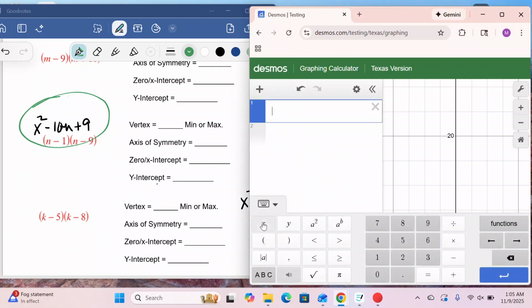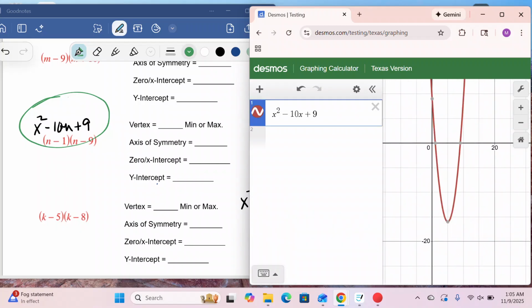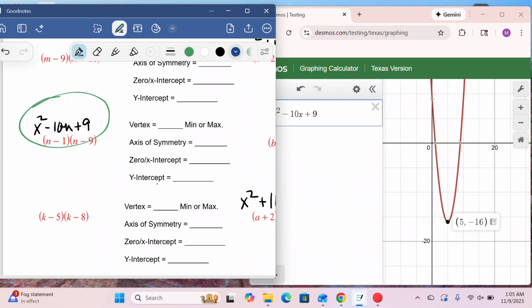So I'm going to put x squared minus 10x plus 9. Once again, it plots everything for us. And then I'm going to find my vertex. The vertex is 5 comma negative 16. This is a lot cleaner than the ones we've had before. So once again, my vertex is 5 comma negative 16.